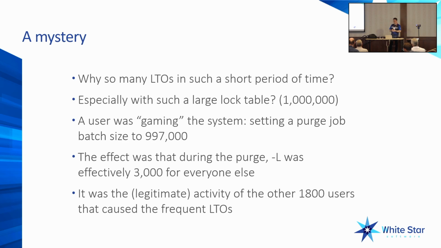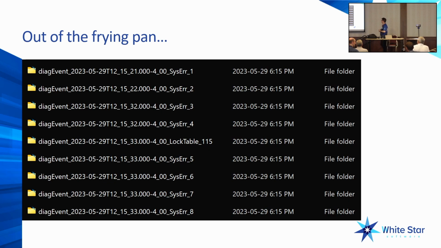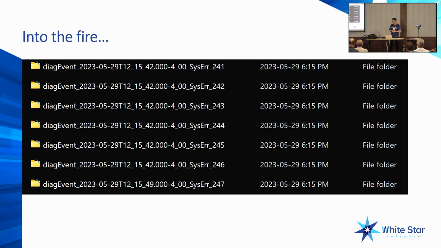And if that were the end of the story, it might not be so bad, but we had a little more excitement. You can see here a whole lot of system error events, and also just another lock table overflow thrown in for good measure. So why did this happen? Why did a whole lot of this happen? We're down to event 247.